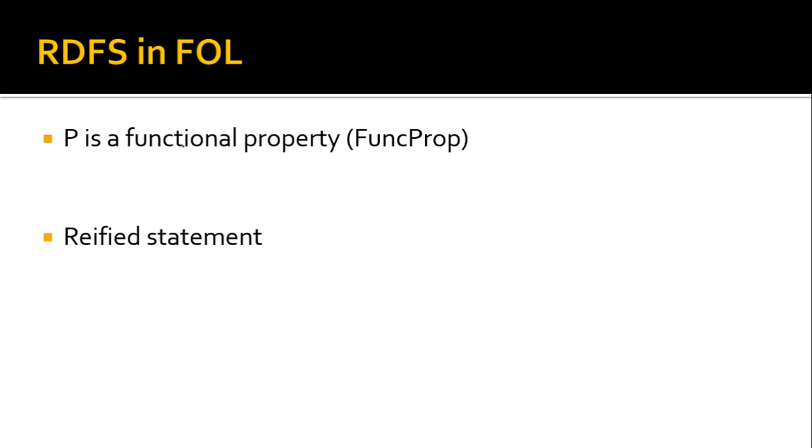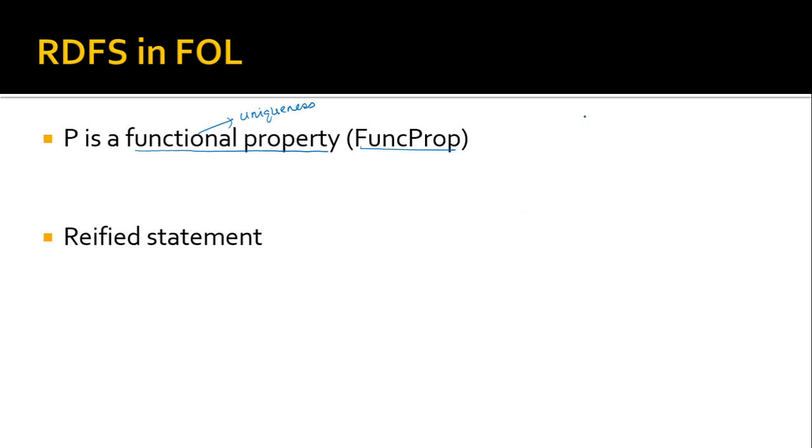There is something called functional property, which we have not discussed earlier. This functional property, which I have written in a short form like FuncProp, whenever you assert some property to be a functional property, that indicates uniqueness of something. So this functional property relates to uniqueness of something. Let us take an example.